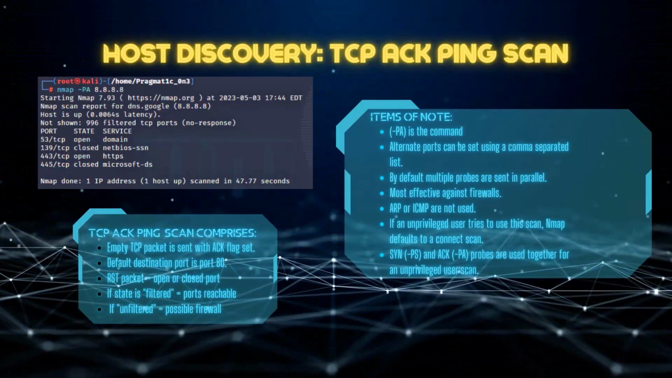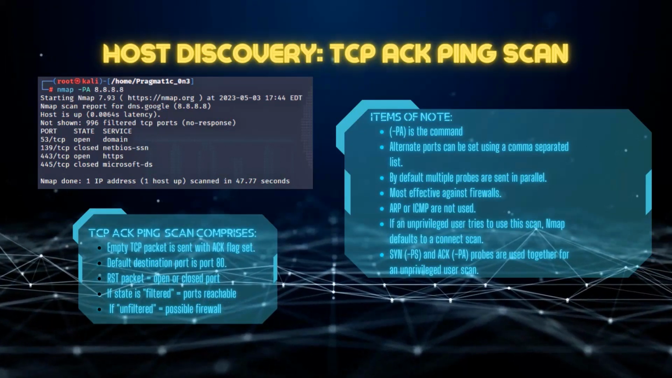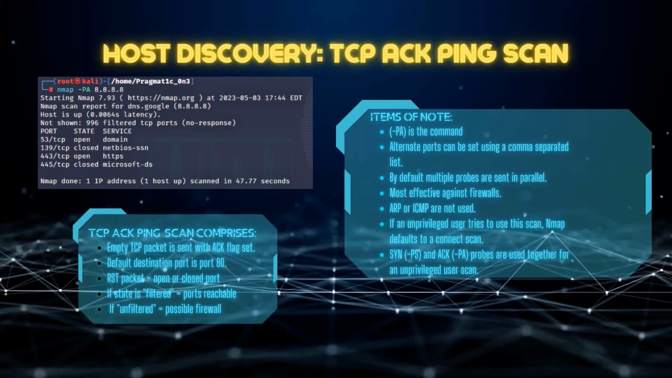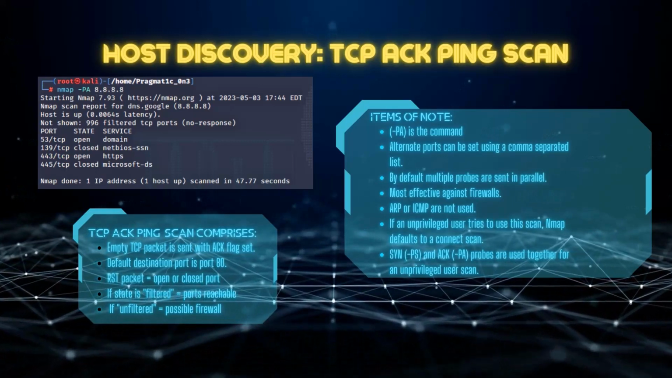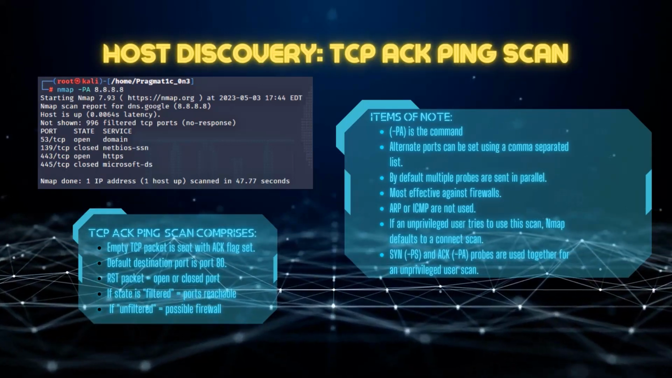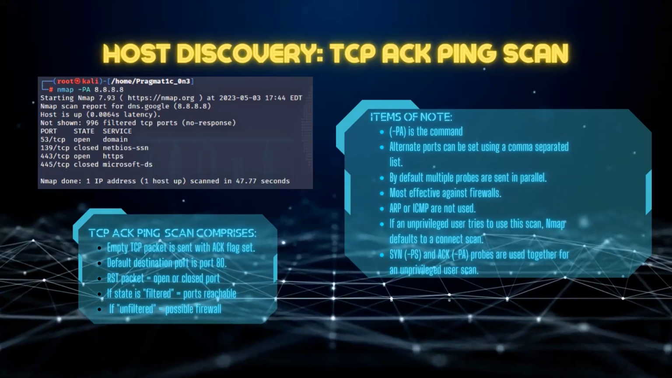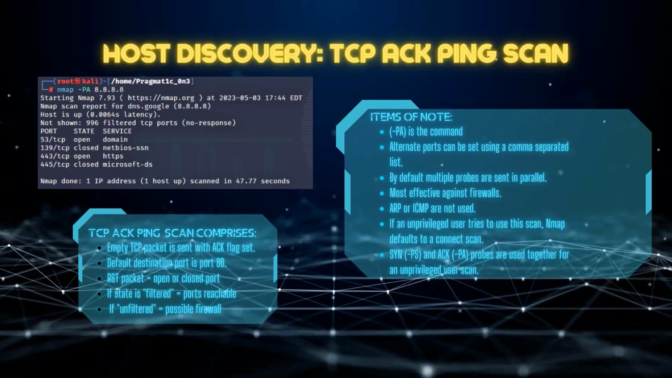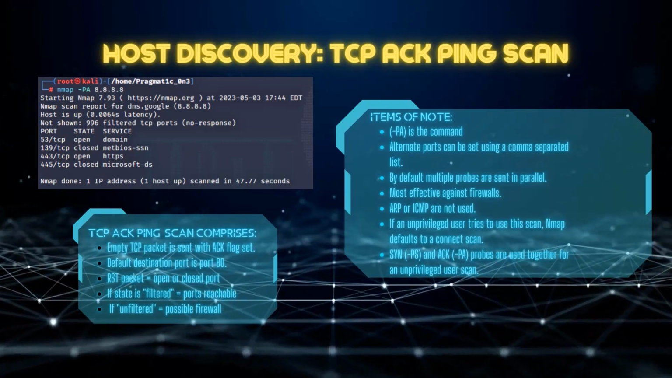TCP ACK Ping, -PA. This option is a TCP ACK ping that sends an empty TCP packet with the ACK flag set instead of the SYN flag, like the SYN ping. It uses the same default port 80 and comma-separated list format for alternate ports. The ACK ping is more effective against stateless firewalls that block incoming SYN packets to closed ports, and Nmap uses the connect workaround if an unprivileged user tries to use -PA.